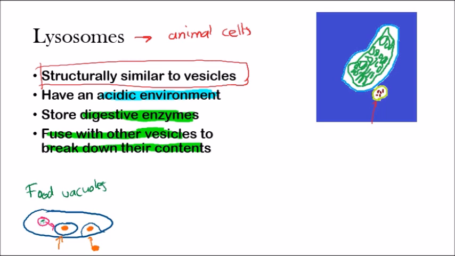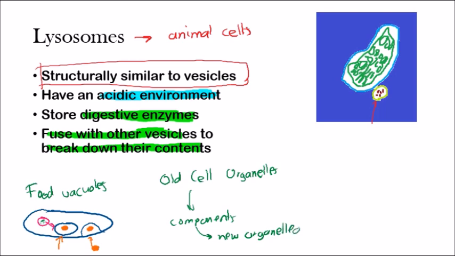It can also take old cell parts and old cell organelles and break them down, and then the cell can take those components and turn them into new organelles. And this whole process is called autophagy.